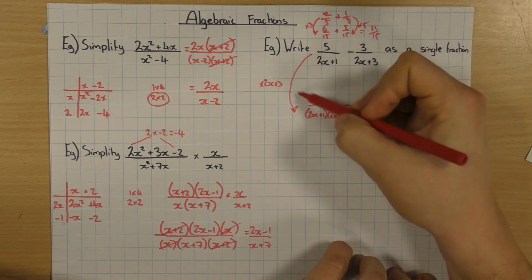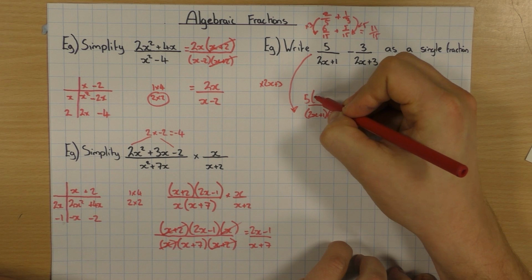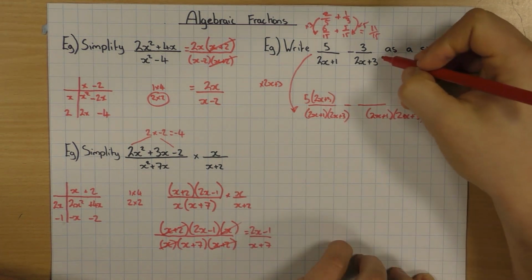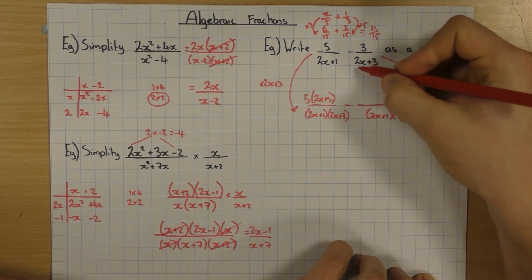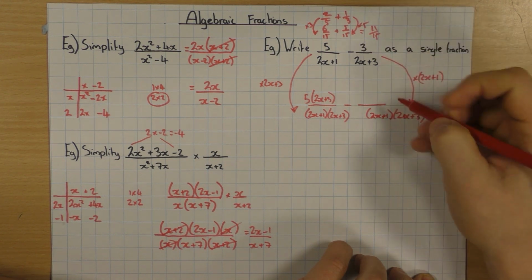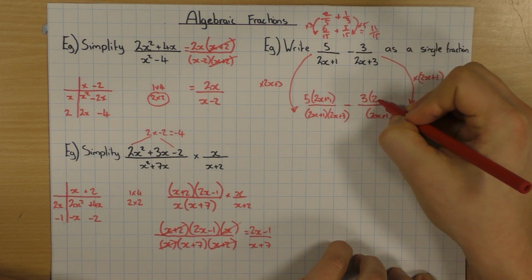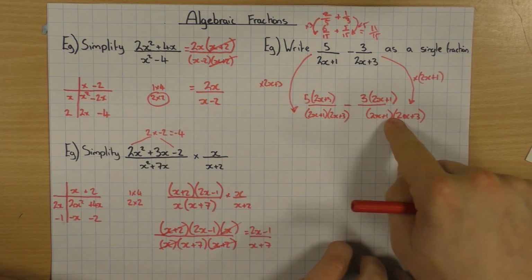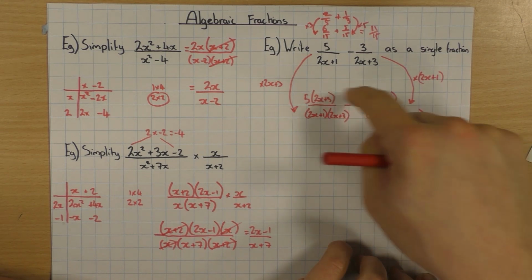So I do exactly the same thing to the top. So I have 5, and then in brackets 2x plus 3. And I do the same technique over here. What do I times this by to get to this? Well, I times by 2x plus 1. So I'm going to do the same thing to the top, 2x plus 1. Once you've done that, I've got my denominators the same. I can now subtract the numerators.